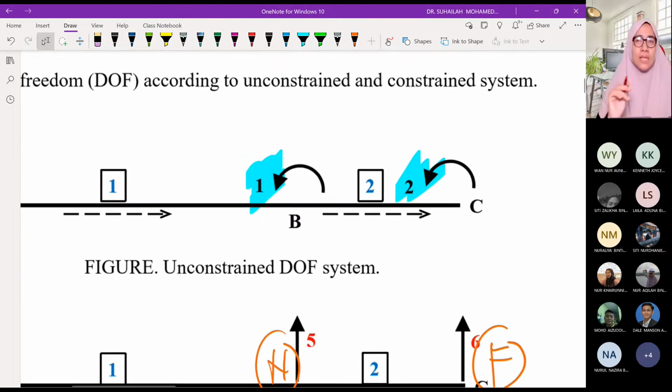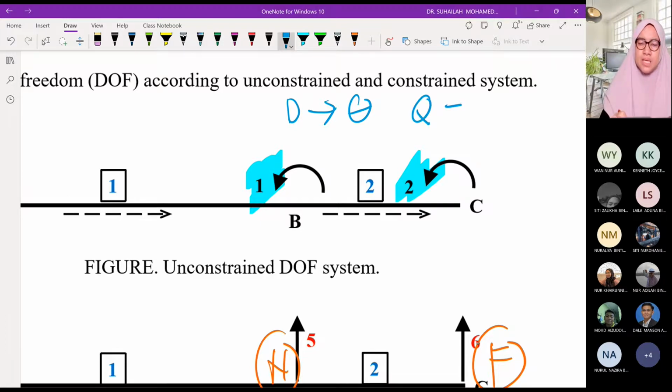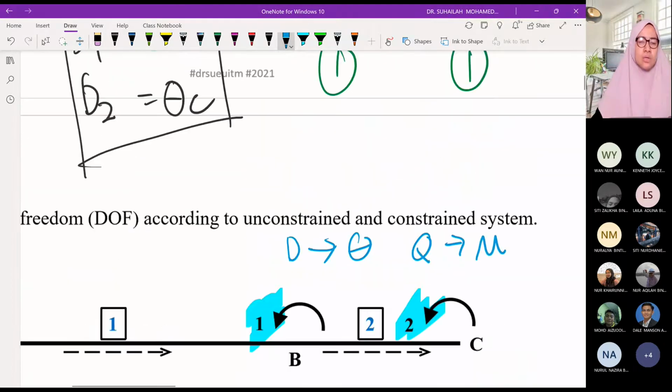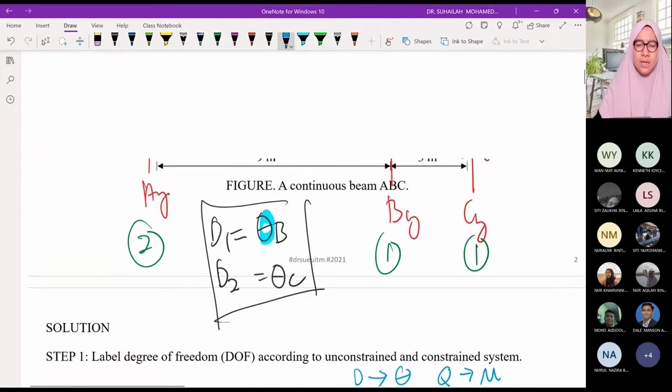Okay, 1 and 2, in terms of displacement, it is theta. 1 and 2, in terms of Q, it is moment. Moment at 1, moment at 2. So, refer back to the question.